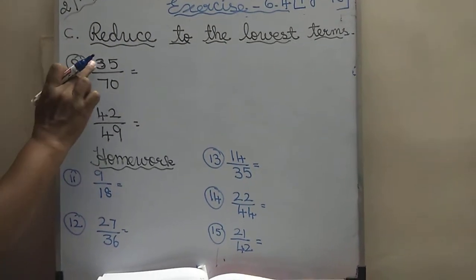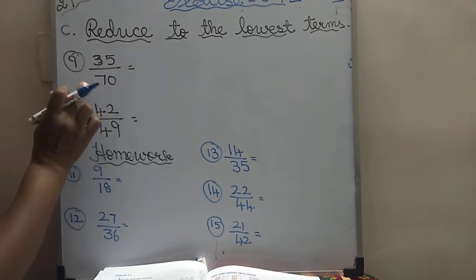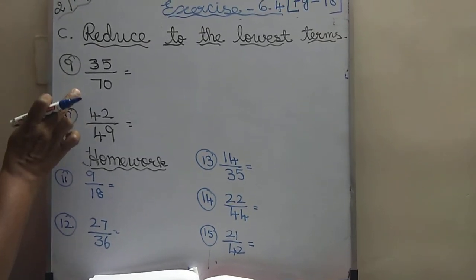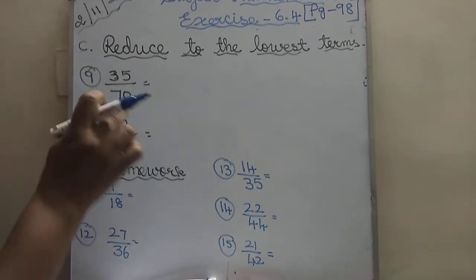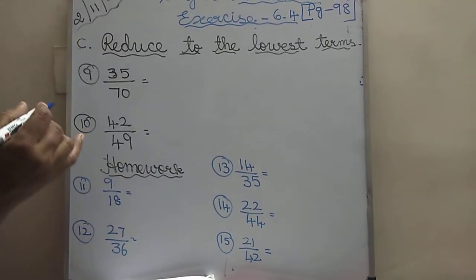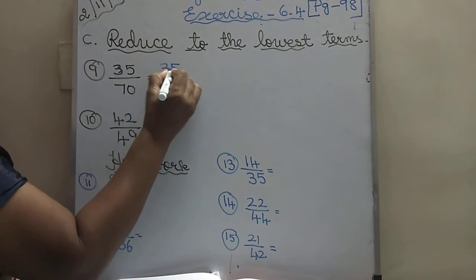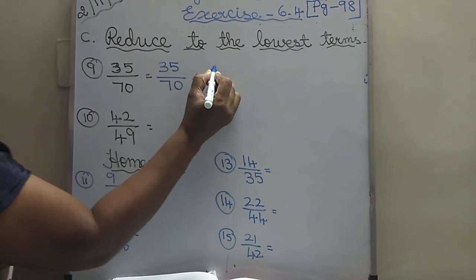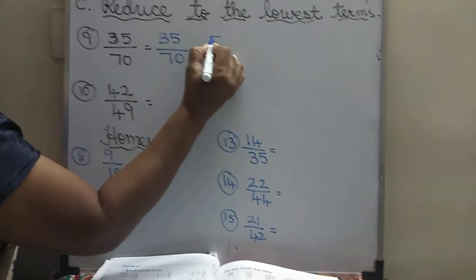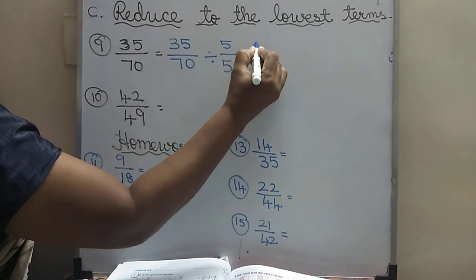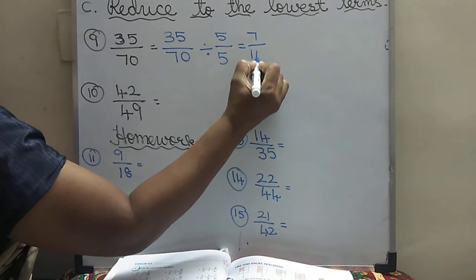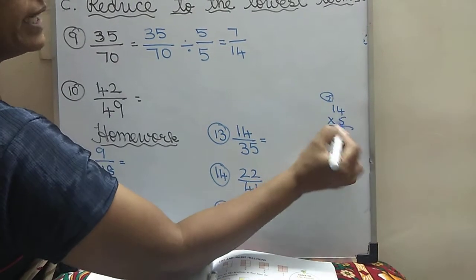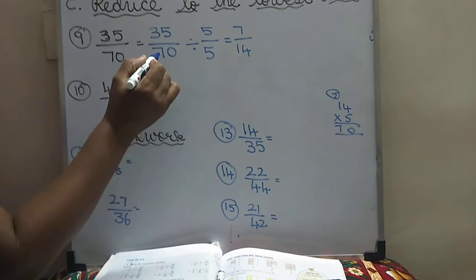Okay, children, 9th sum, 37 by 70. So what table does it go in, children? First, you have to do this in 2 steps. First you have to see 35 divided by 70, it will be divided by the 5 table, isn't it? 5 table it goes. So what will come? 5 by 5. So 7 5s are 35 and 14 5s are 70. If you have doubt, you can write like this: 5 4s are 20, 1 5 is 5, 5 plus 2, 70. So 14 5s are 70.